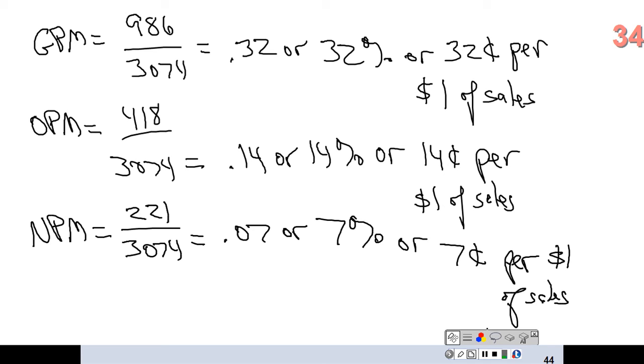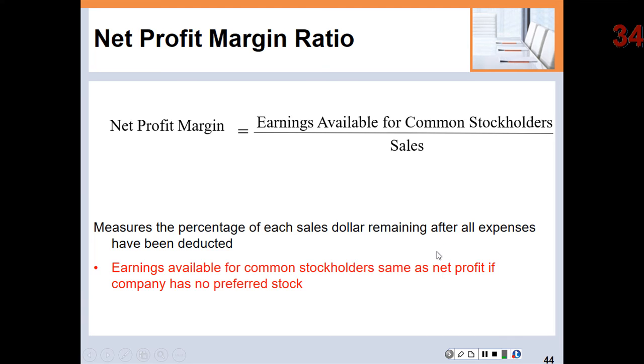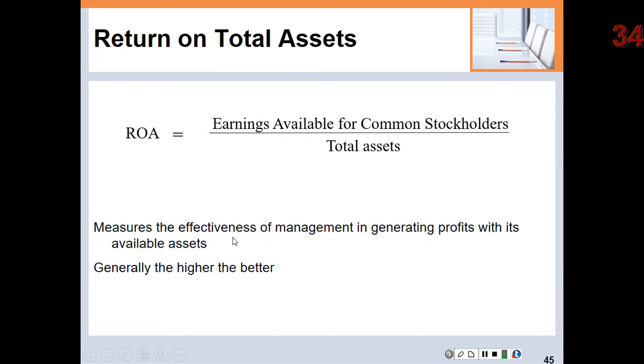So net profit margin. Now, a couple of other ratios that are really, really popular. One is ROA, return on assets, or this is return on total assets. And it's equal to earnings available to common stockholders divided by total assets. It says here at the bottom, this measures the effectiveness of management in generating profits with its available assets. Generally, the higher, the better.